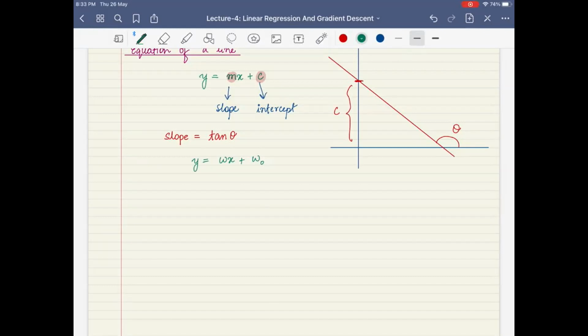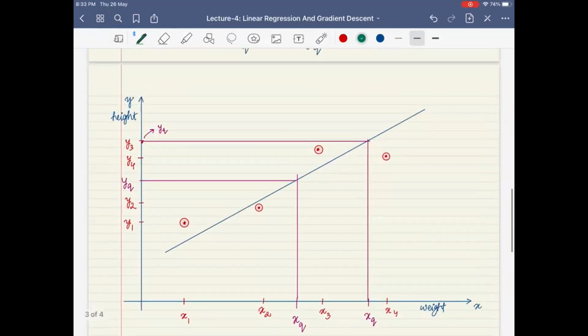Now comes the important question of which line. The blue line is good, the green line is bad, but how do I tell this? How do I let my computer understand this? Somehow I have to make my computer understand that the blue line is good and the green line is bad. How do I do that? That would be done through an error function.